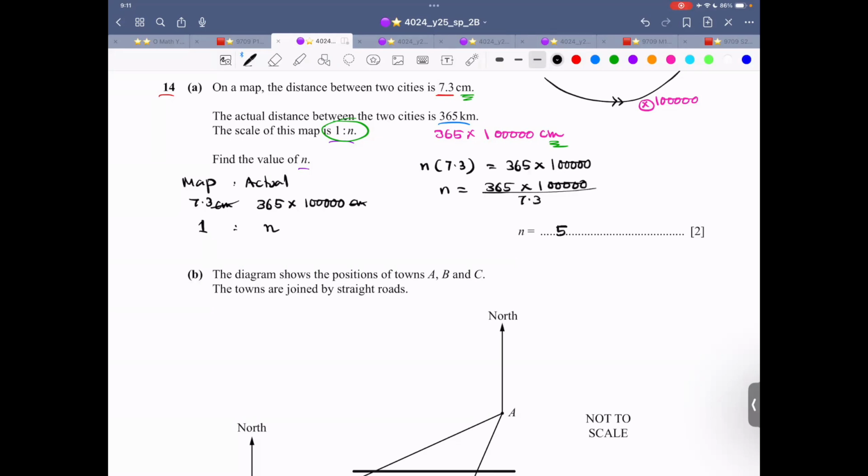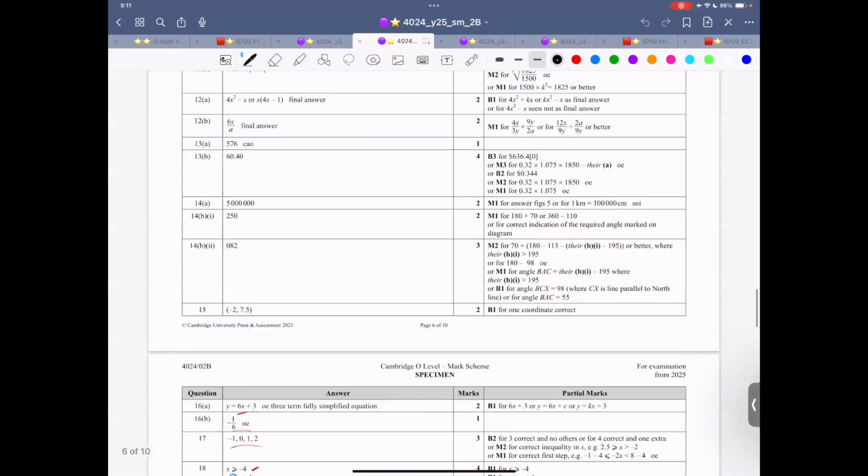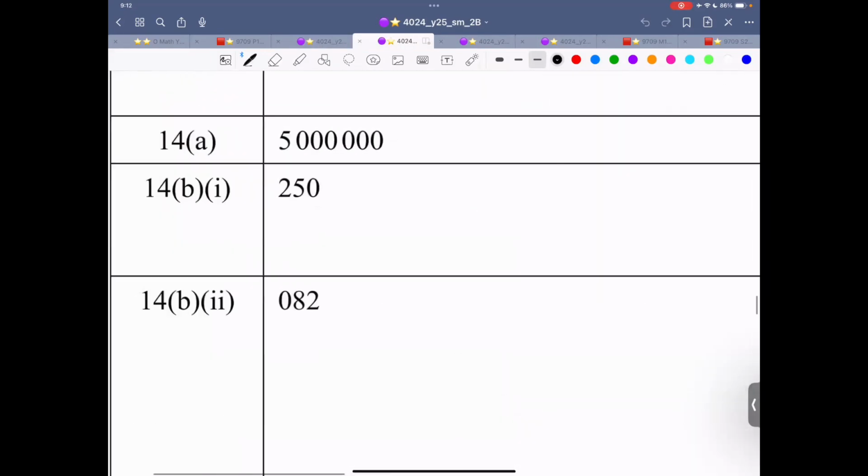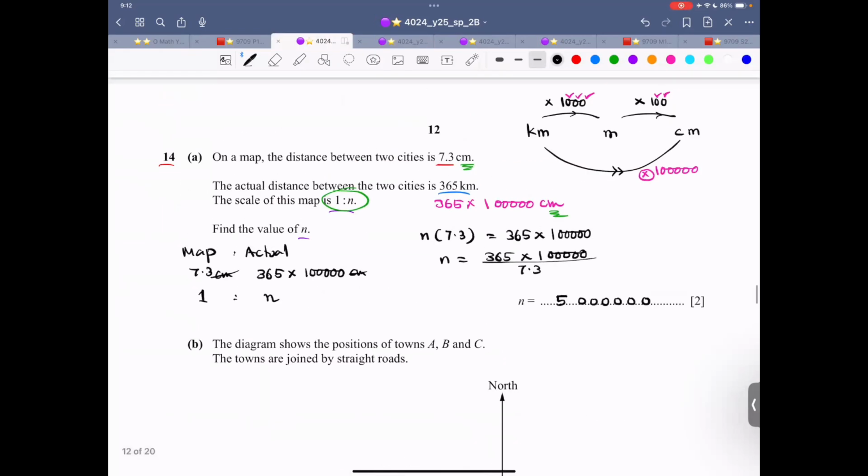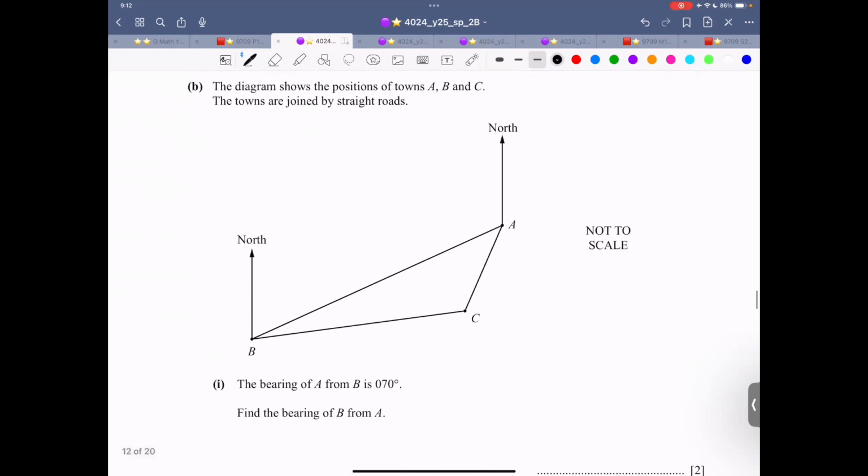So this comes out to be 5, and then 1, 2, 3, 4, 5, and 6 zeros. So it's all about the zeros in this question. Let me just double check the answer. This is question number 14, and 1, 2, 3, 4, 5, 6 zeros. That is how we get this answer. So all good, all clear. Now let's look at part B.